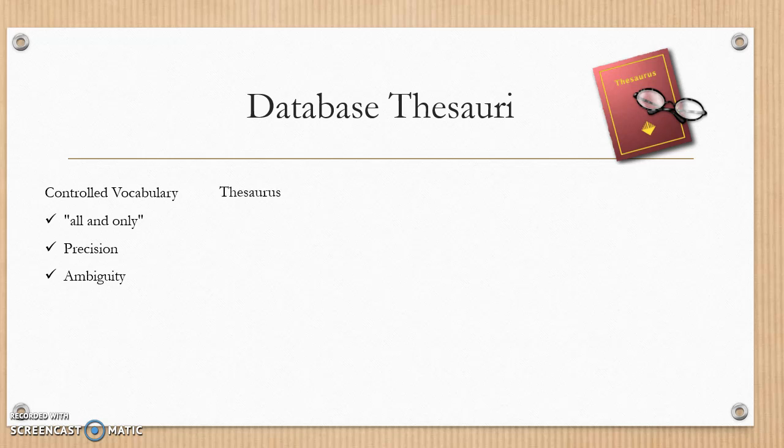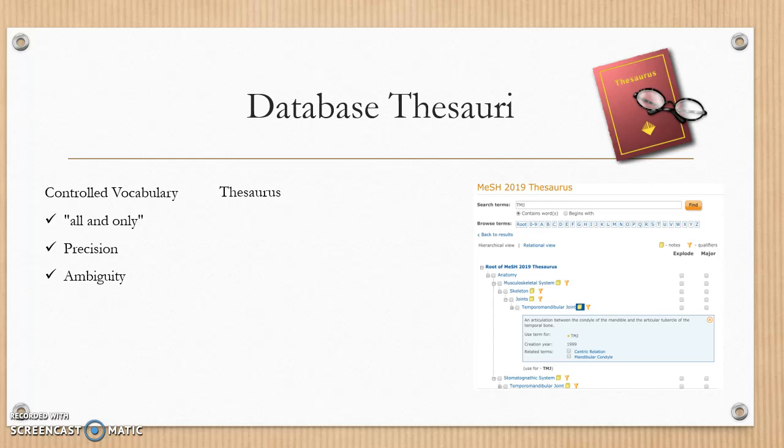A thesaurus is a controlled vocabulary list of subject descriptors that demonstrate relatedness between terms. Database thesauri can be time-consuming and expensive to maintain, which is why they are usually only found in academic and scientific databases, like this example of the MeSH thesaurus from the Medline database on ProQuest Dialog.